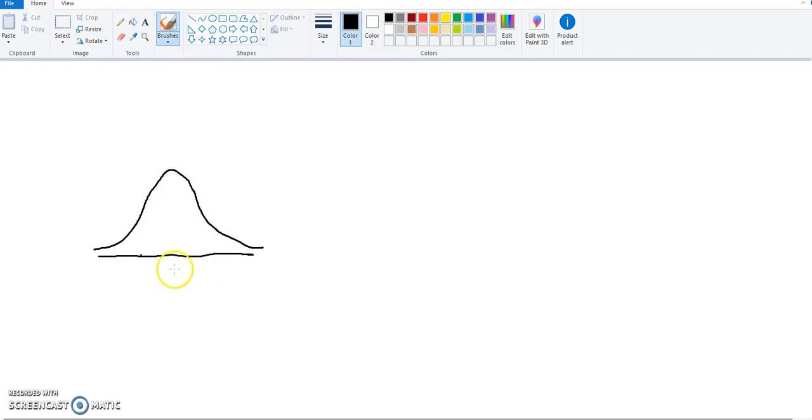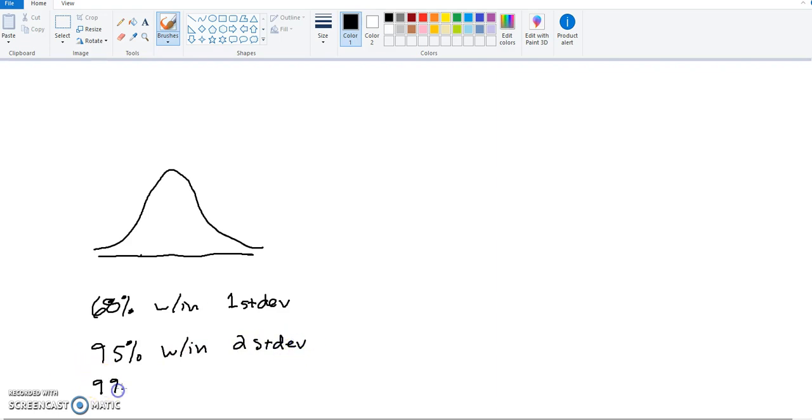And basically what the empirical rule says, right? It says that 68% of observations are within one standard deviation of the mean. 95% are within two standard deviations. And 99.7% are within three standard deviations. But we use some symmetry arguments to break that down and see what all the pieces would actually look like.